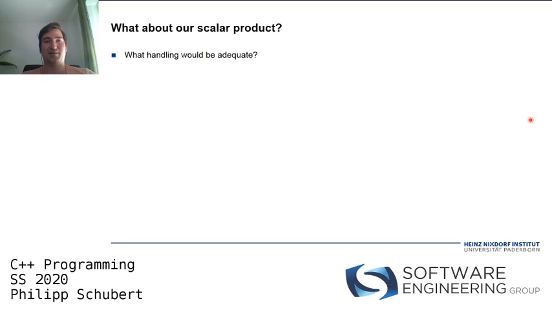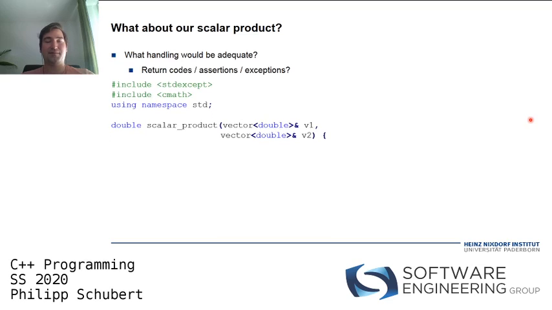So how about the scalar product? What handling would be adequate? Return codes, assertion, exceptions. It's a really tough one to answer. It really depends on a lot of things, which I can't tell you. It depends on your domain, on your purpose, on your application scenario. So really you have to make the decision.